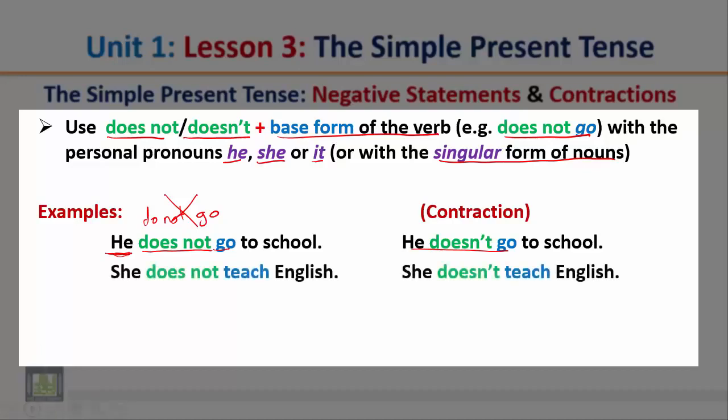She does not teach English. Notice here also we use does not after the pronoun she. The contracted form, she doesn't teach English.